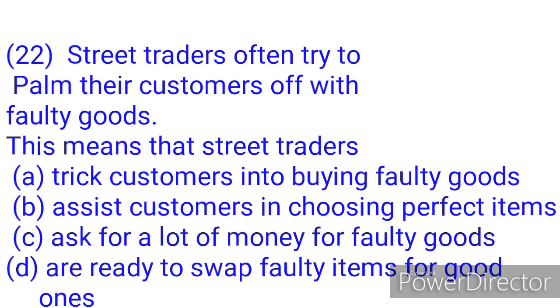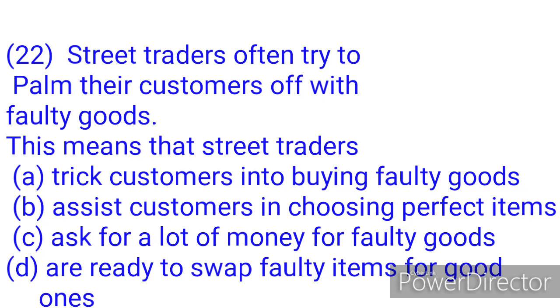Question 22. Street traders often try to palm their customers off with faulty goods. This means that street traders, option A, trick customers into buying faulty goods. B, assist customers in choosing perfect items. C, ask for a lot of money for faulty goods. D, are ready to swap faulty items for good ones.